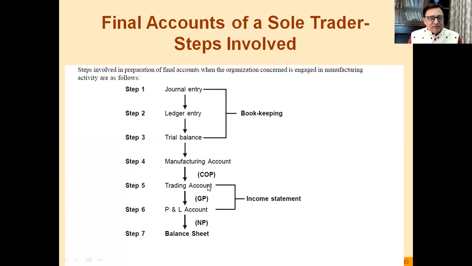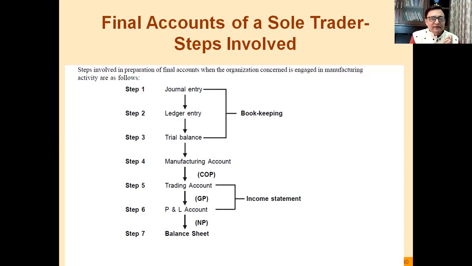So when we have to prepare the final accounts, the next step is the preparation of the final accounts of the sole trader. Then we have the seven steps which we follow. The first step, which we already discussed, is that we make a journal entry, then we make a ledger entry, then we prepare the trial balance. These are the steps which we follow in bookkeeping. And after that, we prepare the manufacturing account if it is a manufacturing concern. If it is not a manufacturing concern, then we prepare the trading account, profit and loss account, and balance sheet.